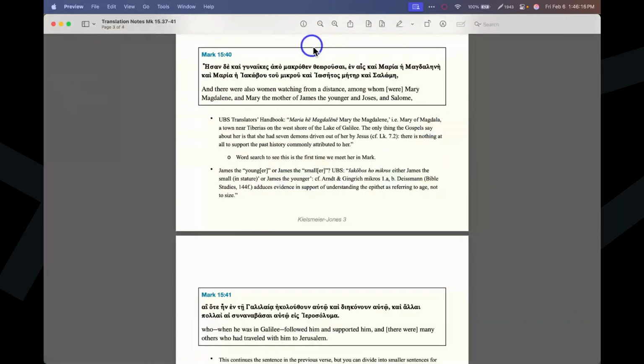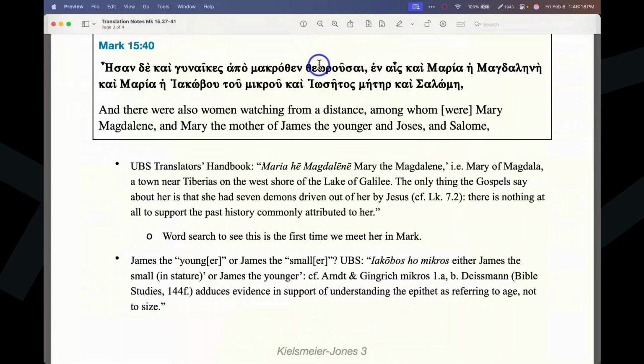Let's look at translation. And there were also women watching from a distance, among whom were Mary Magdalene and Mary, the mother of James the Younger, and Joseph, and Salome. A couple notes here before we dive in. The "were" is not explicitly here, so we need to supply that. It's a verbless clause, but I think we want that in English. So there are three women in this verse: Mary Magdalene, Mary the mother of James the Younger, and Joseph, and Salome. Those are the three.